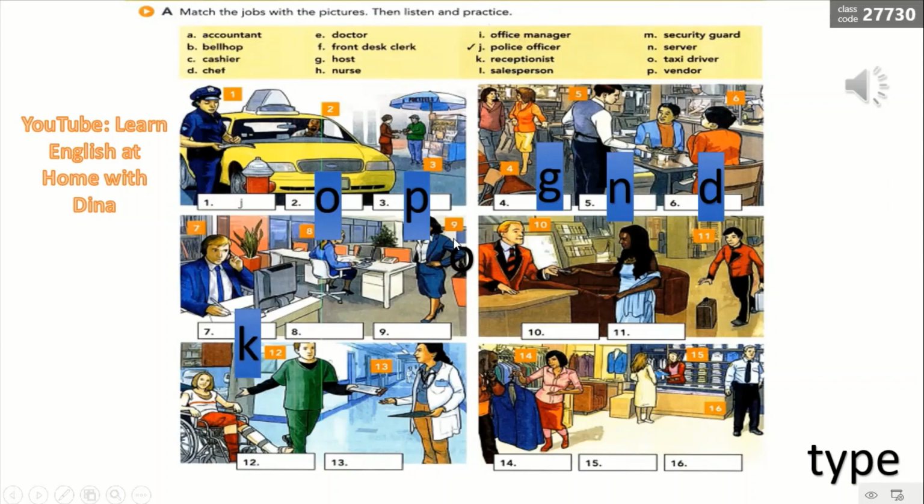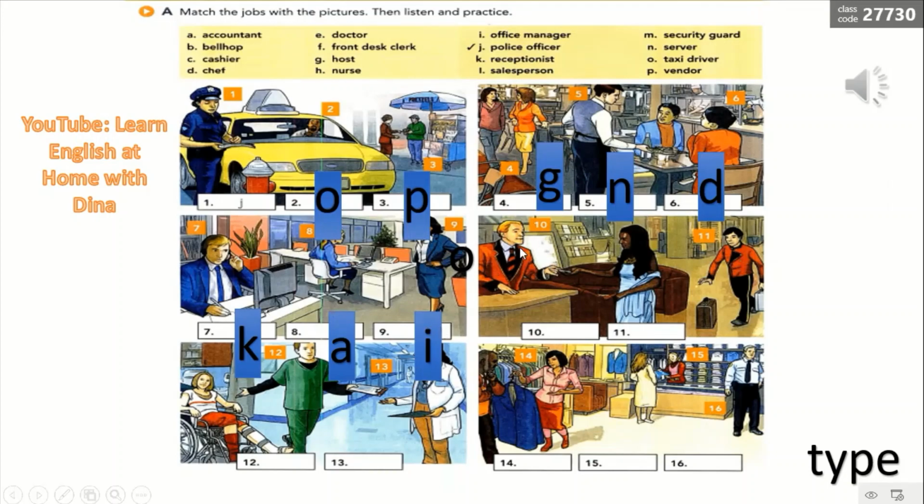Then we have number 8, an accountant. لو كبرنا الصورة شوية هنلاقيها بتحسب حسابات وعندها calculator, آلة حاسبة وهكذا. So she's an accountant. Number 9, she's the manager, I think. Yeah, office manager. شوفوا الوقفة وقفت مديرة. Yes. So she's the manager. Number 9.